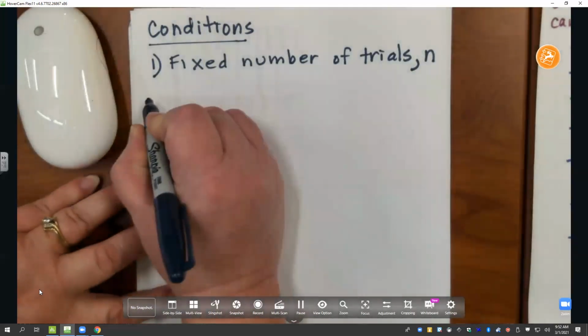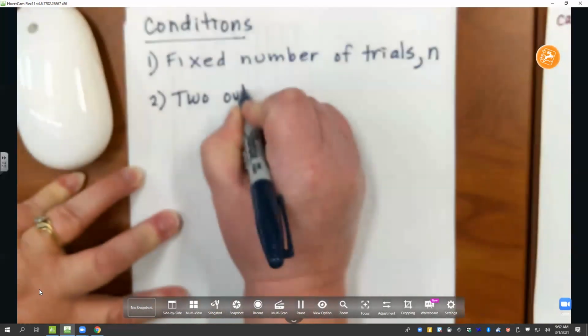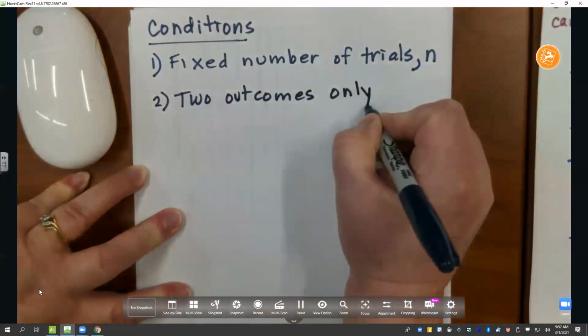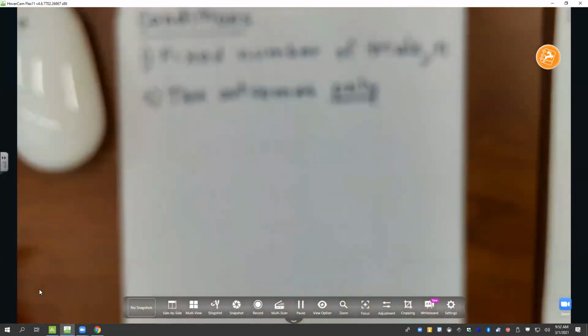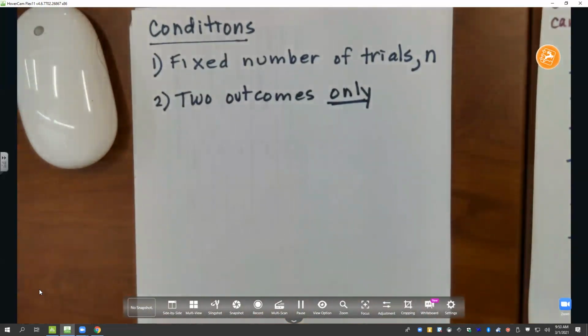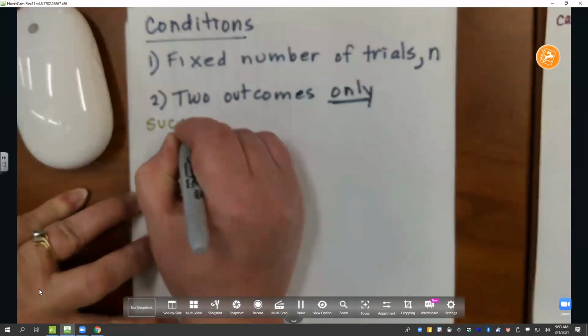Again, to be a binomial, you have to have 2 outcomes only. Heads, tails, boy, girl, 5, not 5. You have to have 2 outcomes. They classify those 2 outcomes: you either have a success, they call it a success.